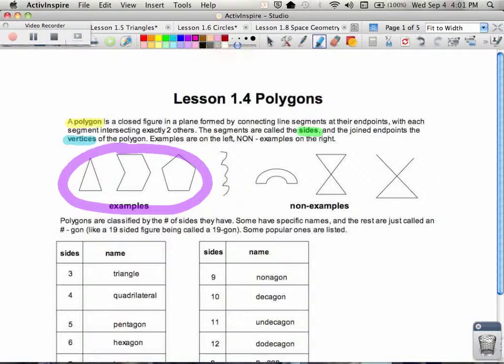It's a closed figure. On the right-hand side, we see some non-examples. In this pink circle here, the first one on the left is a non-example because some sides are curved. In the middle example, we actually have two different polygons. And in the third example, there's some openness that's not closed, and that's why those three things are not polygons.